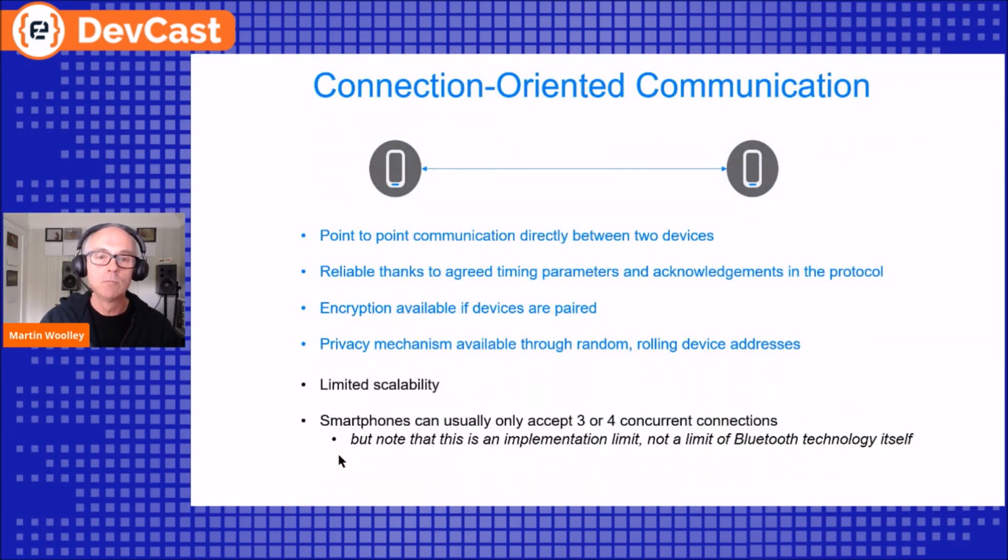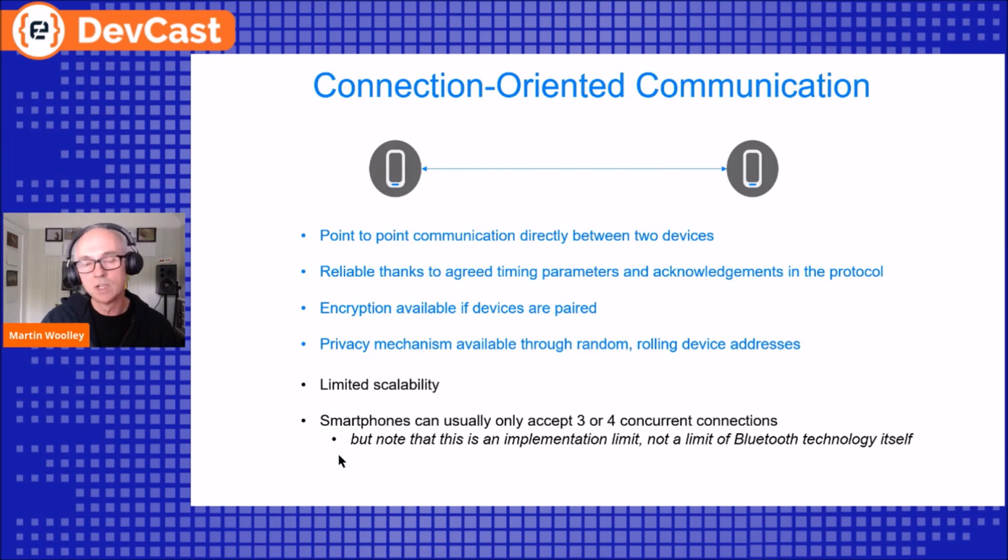Well, first of all, two Bluetooth devices can form a connection and exchange data over it. This is a very reliable way of using Bluetooth because timing parameters are agreed by both devices. Data can be encrypted for security, and there's a privacy mechanism that disguises device addresses so you can't be tracked using addresses transmitted in packets over the air. But scalability is quite limited, especially on smartphones using connection-oriented communication. Typically, a smartphone can only accept 3 or 4 connections from other devices at a time.